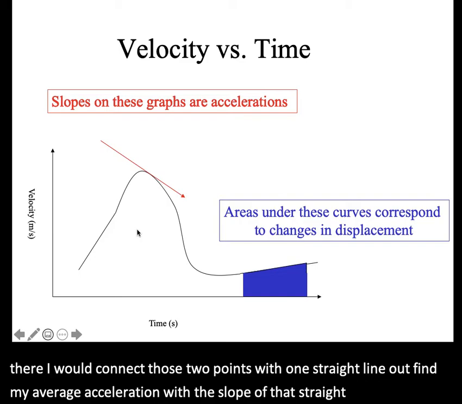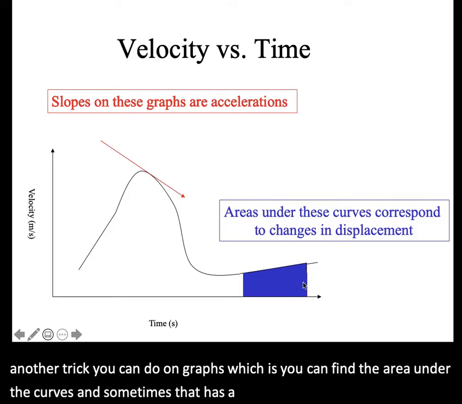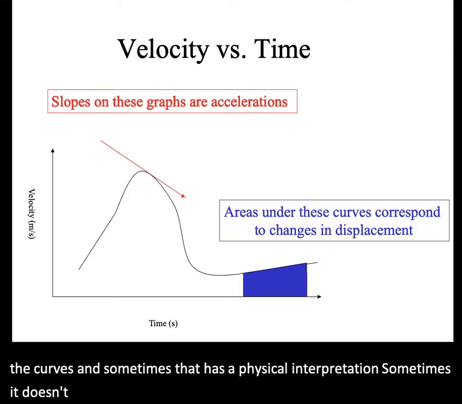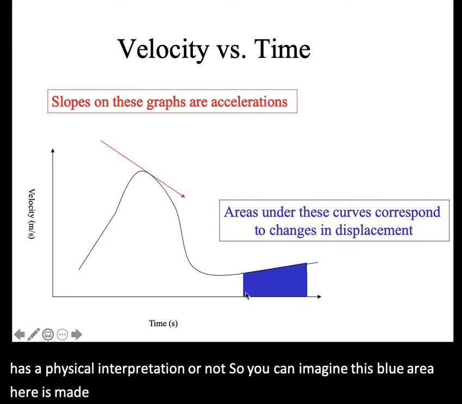Now there's another trick you can do on graphs, which is you can find the area under the curves. And sometimes that has a physical interpretation, sometimes it doesn't. And like the slopes, you can use the units to tell you whether it has a physical interpretation or not. So you can imagine this blue area here is made of a whole bunch of little squares on graph paper, if you were to graph this.